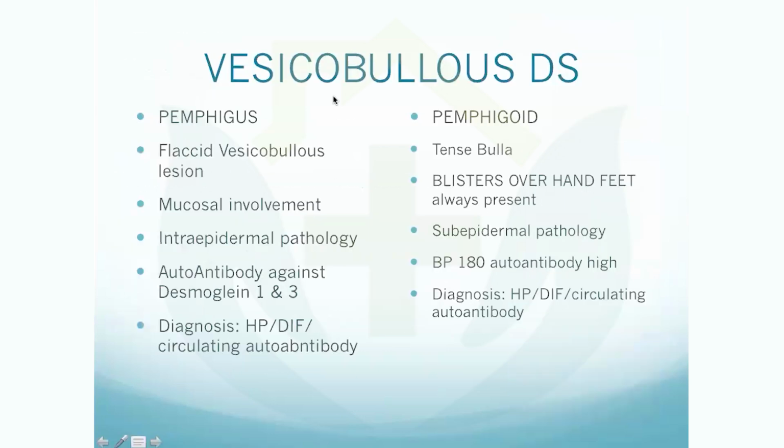So pemphigus and pemphigoid, these two are often confused. In pemphigus, you have flaccid bulla, whereas you have tense bulla in pemphigoid. There's mucosal involvement in pemphigus, whereas it is rare in pemphigoid. It is an intraepidermal pathology, whereas this is a subepidermal pathology. The autoantibody is directed against desmoglein 1 and 3 in pemphigus, and BP 180 and BP 230 in pemphigoid. And diagnosis is by histopathology and circulating autoantibodies.